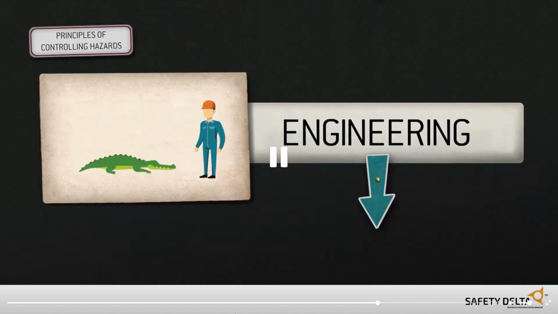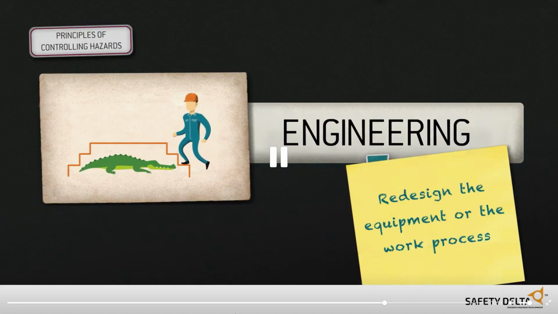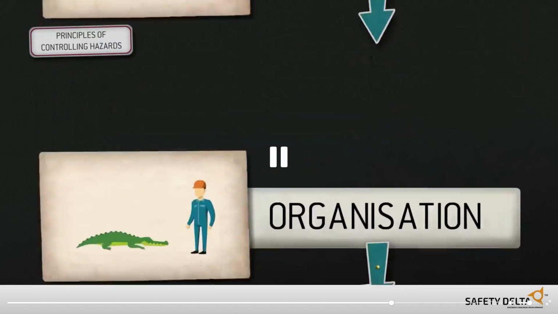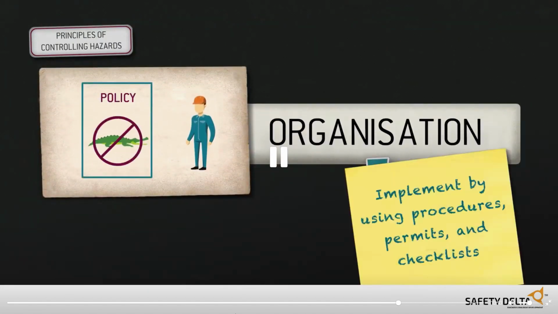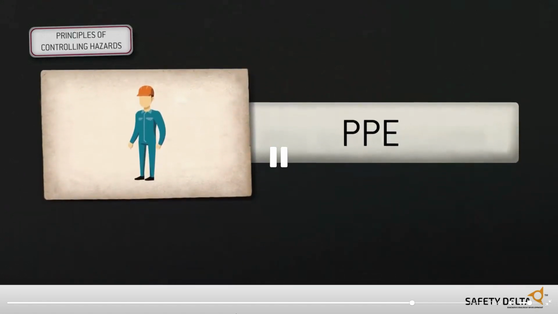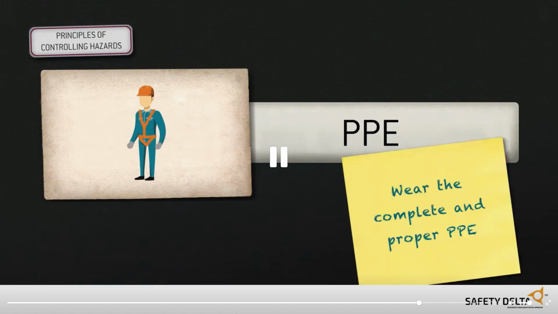4. Engineering. Redesign the equipment or the work process. 5. Organization. Implement organizational controls by using procedures, permits, and checklists. 6. PPE. Wear the complete and proper PPE.